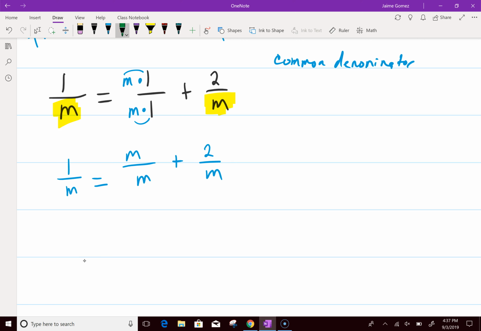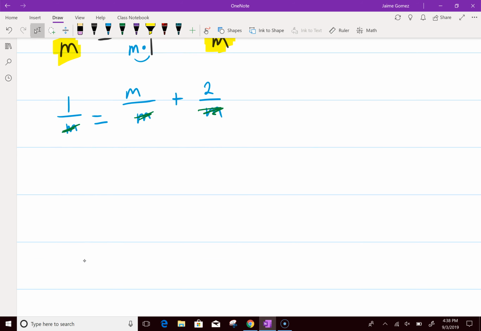When all the bottoms are the same, you can cancel them out. Just cross them out. That's gone, and that's gone. That means all you have left is the top. 1 is equal to m plus 2. And now we just solve for the letter m.